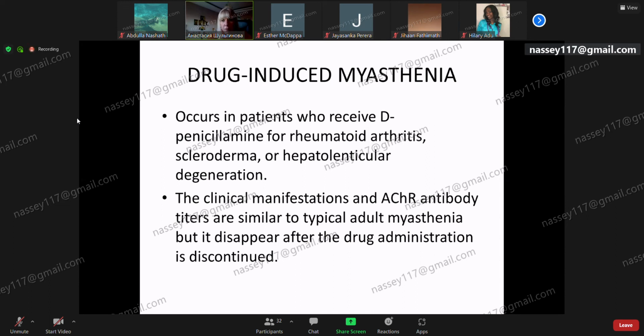The clinical manifestation and acetylcholine receptor antibody titers are similar to typical adult myasthenia, but they disappear after the drug administration is discontinued. No specific treatment is needed here, unlike what we are saying about juvenile and adult myasthenia gravis, where we need to give corticosteroids, anticholinergic drugs and so on.